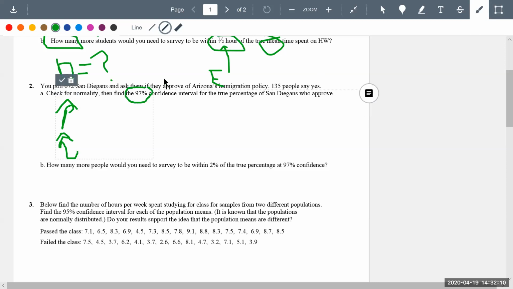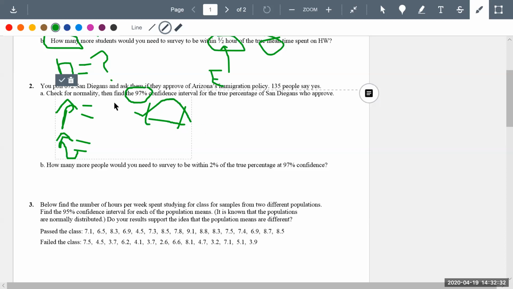97%, I'm being a little bit evil. You have to do it the old-fashioned way, right? You have a 97%, so how much is out here? 3%. How much is on this one side? 1.5%. So you got to look that up. Get your p hat, get your q hat, get your z score from this, and then you've got everything you need.